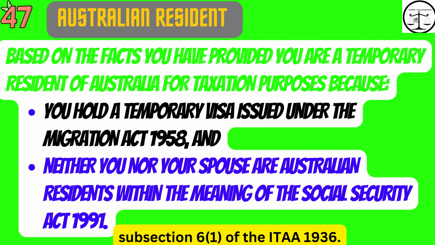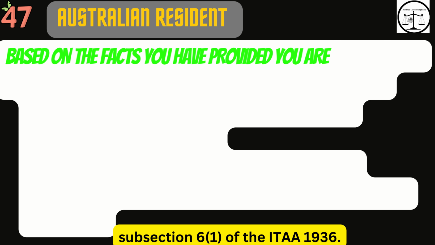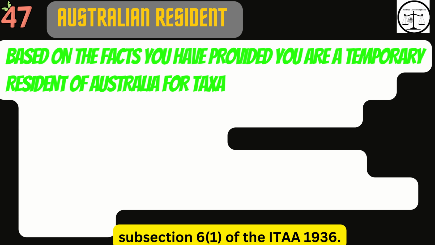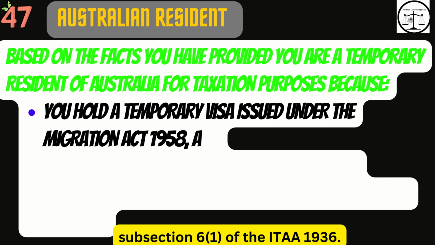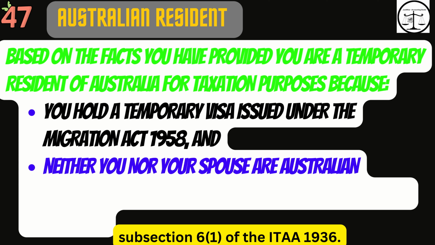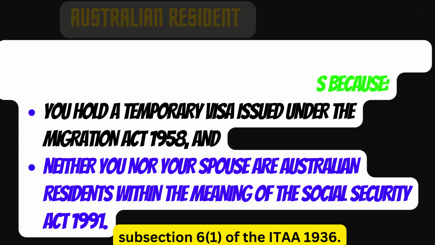The Social Security Act 1991 defines an Australian resident as a person who resides in Australia and is an Australian citizen, the holder of a permanent visa, or a protected special category visa holder who was in Australia on or before February 26, 2001. Based on the facts you have provided, you are a temporary resident of Australia for taxation purposes because you hold a temporary visa issued under the Migration Act 1958, and neither you nor your spouse are Australian residents within the meaning of the Social Security Act 1991.